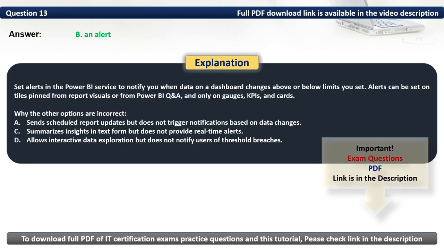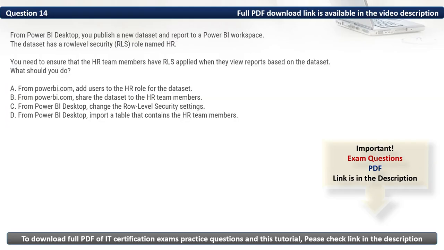Set alerts in the Power BI service to notify you when data on a dashboard changes above or below limits you set. Alerts can be set on tiles pinned from report visuals or from Power BI Q&A, and only on gauges, KPIs, and cards.